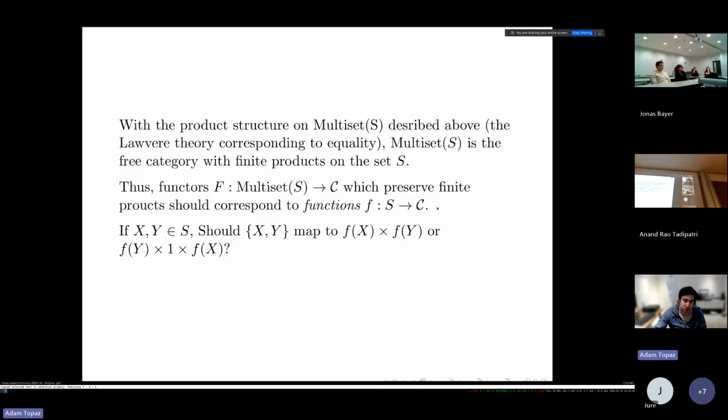You're doing something quite evil in the sense of category theory. There's an identification of objects happening here. For example, if you think about this multiset {x, y}, and you have such a functor F, which should correspond to a function little f, where should this functor send this multiset? Should it send it to f(x) × f(y), or f(y) × terminal object × f(x)?